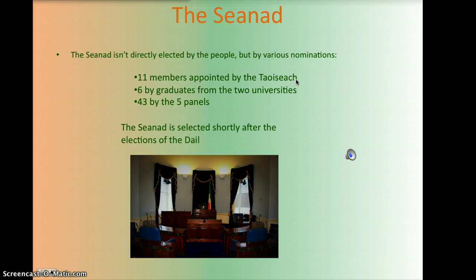The panels that help elect the upper house: administrative panel, the agricultural panel, cultural and educational panel, industrial and commercial panel, and the labor panel. In the Constitution of Ireland, the general election for the upper house has to occur no later than 90 days after the dissolution of the lower house. And they also use a single transferable vote system.